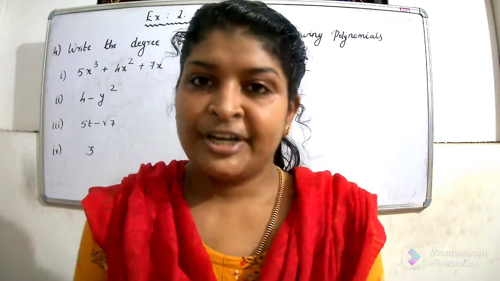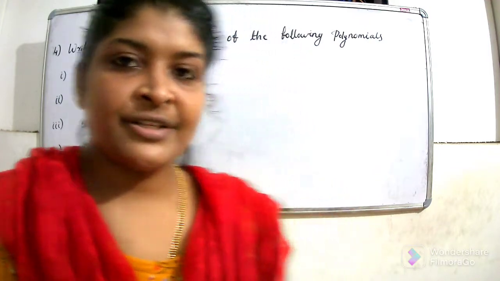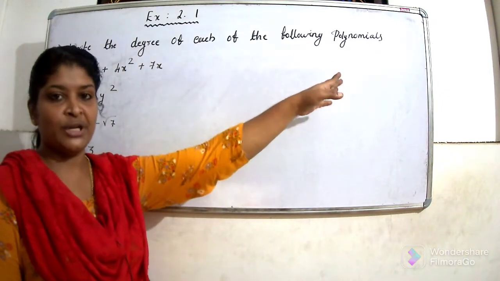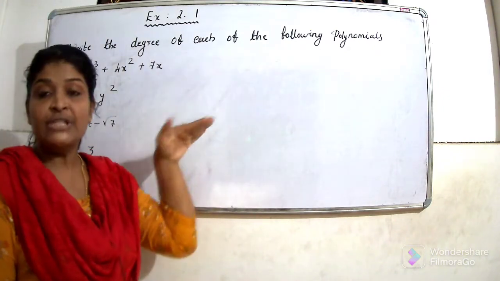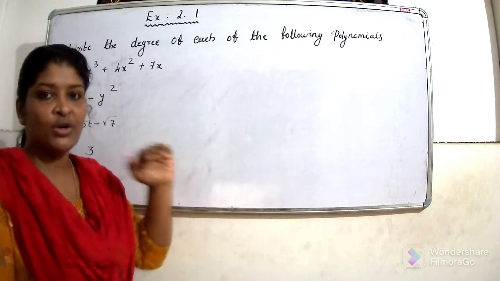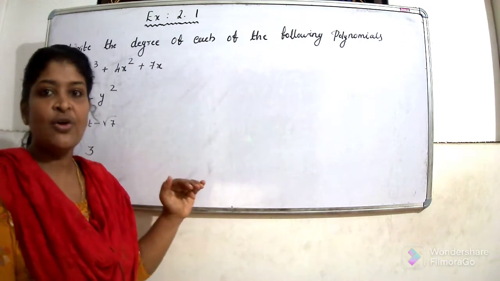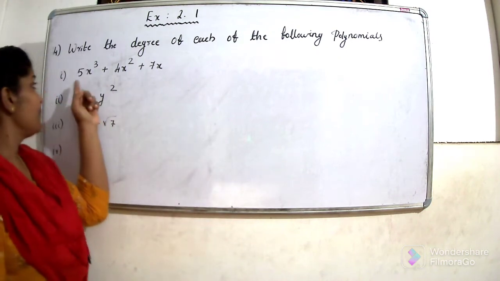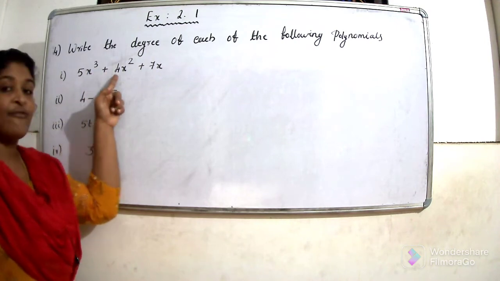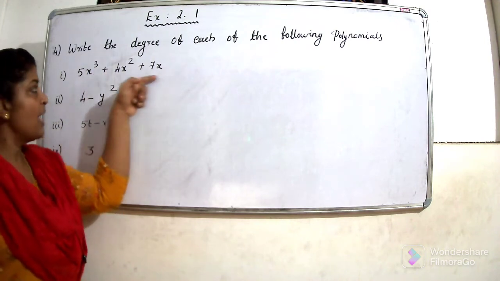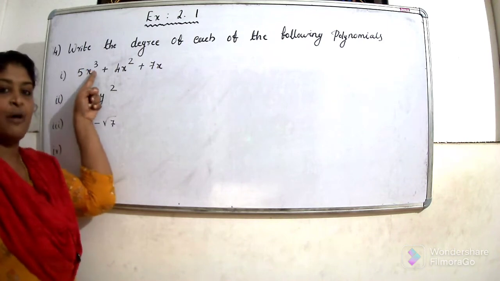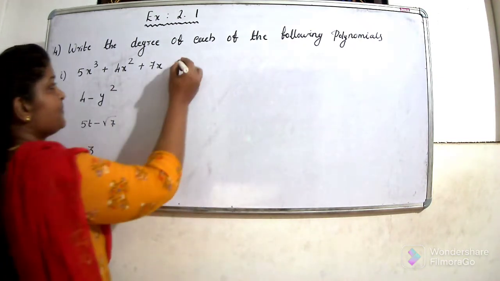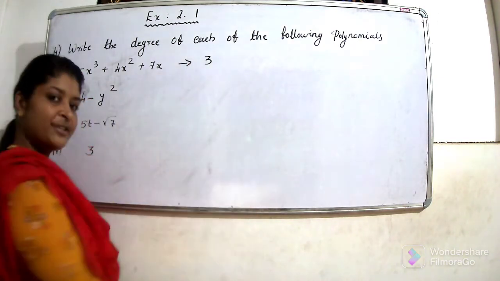Okay, now let us check the fourth question. Write the degree of each of the following polynomials. We have to write the degree of each polynomial, and we already studied what the degree of a polynomial is. The degree of a polynomial means the highest power. So let us check the first one. 5x raised to 3 plus 4x square plus 7x. In this polynomial, the highest power is 3. So 3 is the degree of this polynomial. So the first answer is 3.